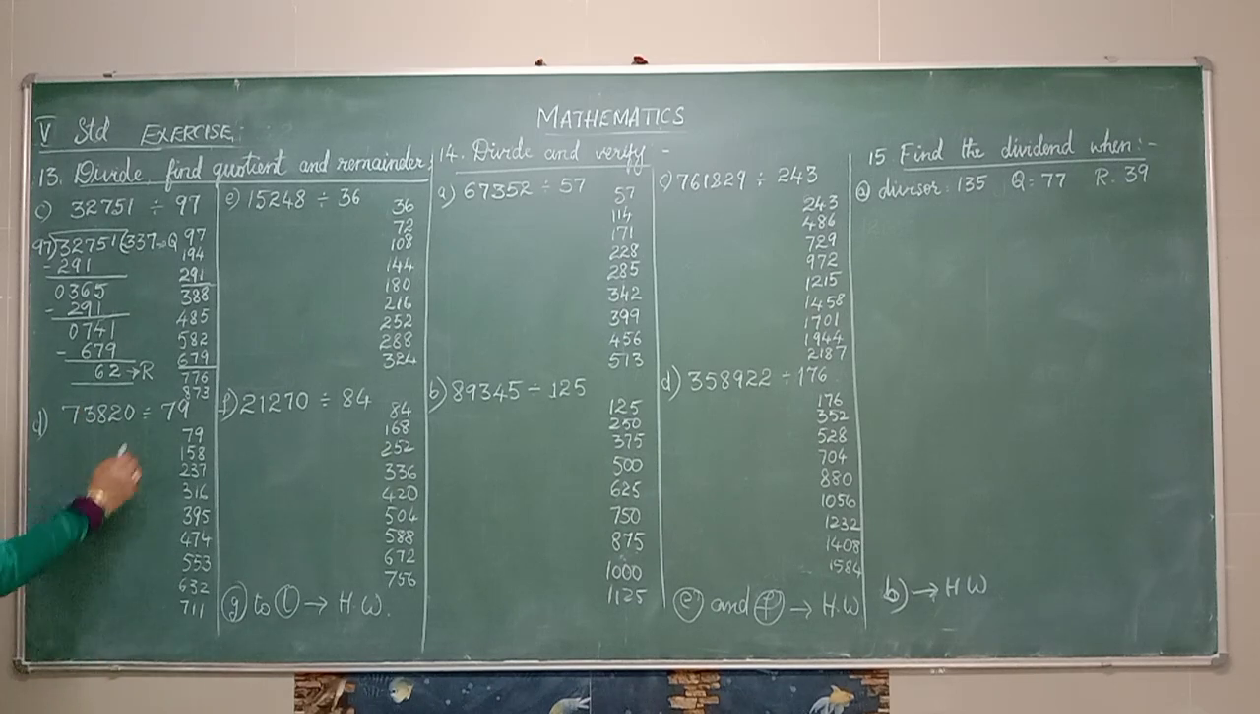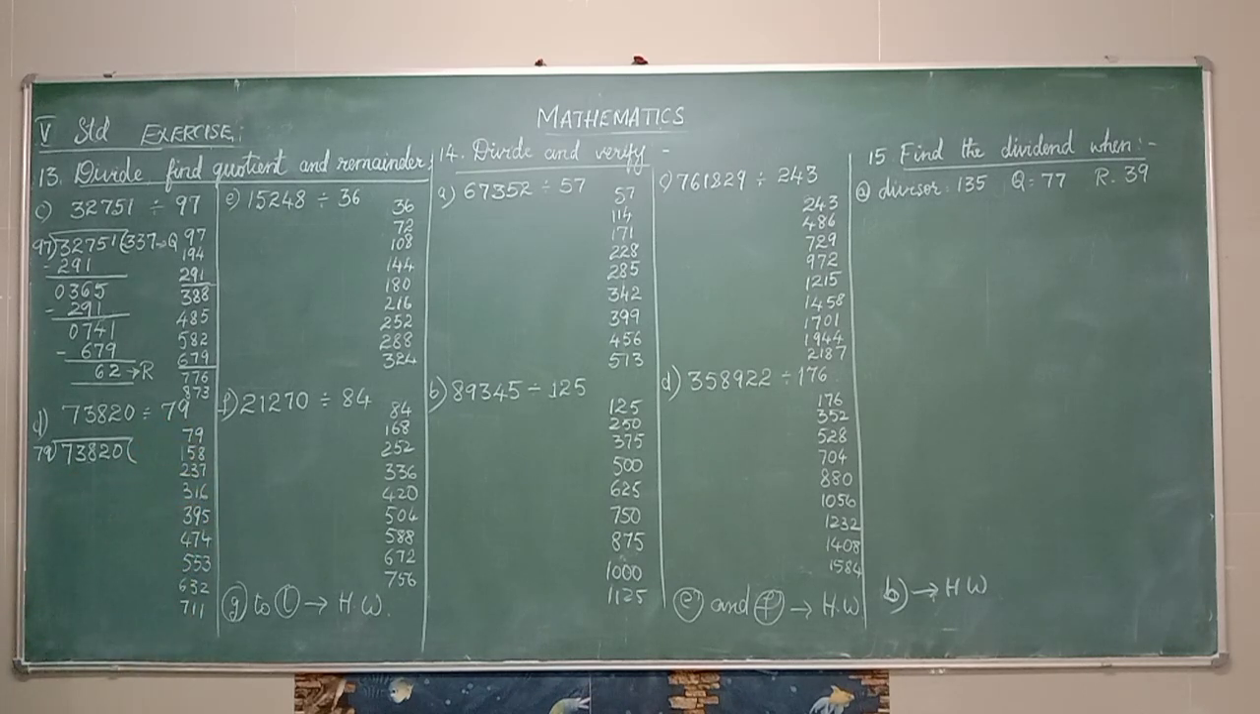Now let us go for the next sum. 73,820 divided by, what is the divisor? 79. 79 is the divisor. And again the table is already written for 79. Here 79, here 73. Now 73 is less than 79. Again you have to go for 3 digits. So when you go for 3 digits, 738 comes. Now you see the table.